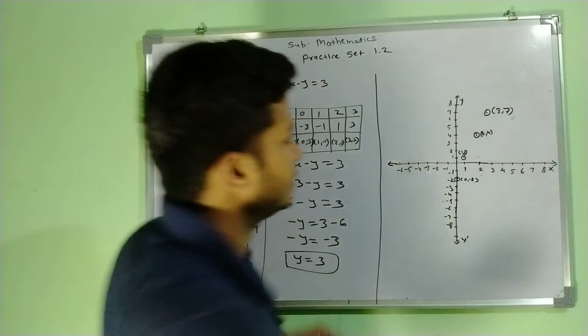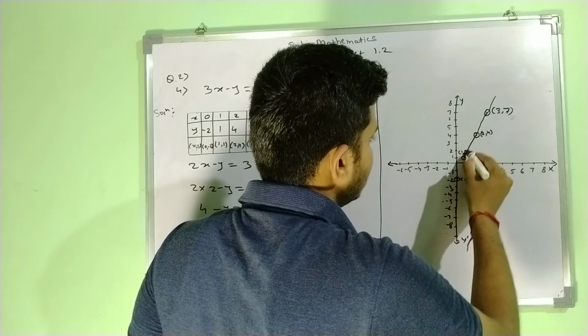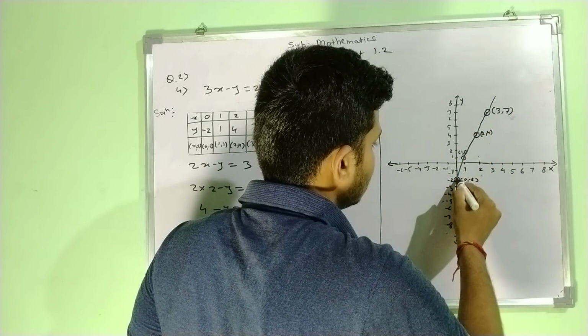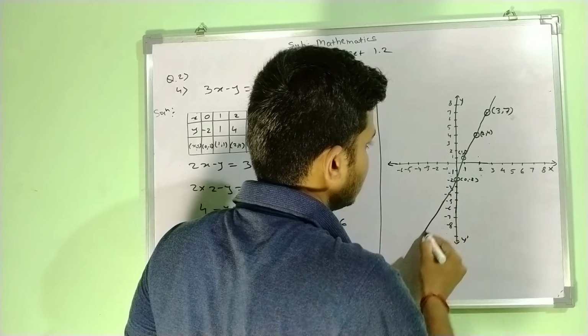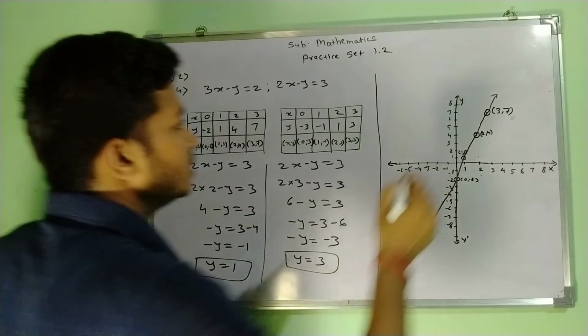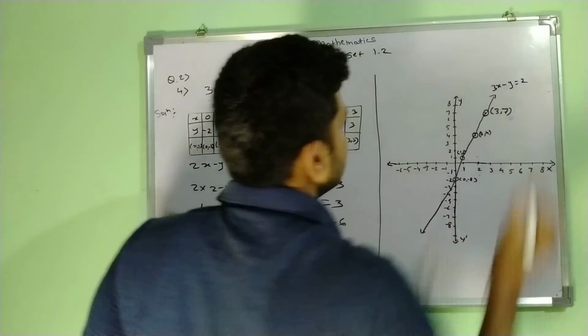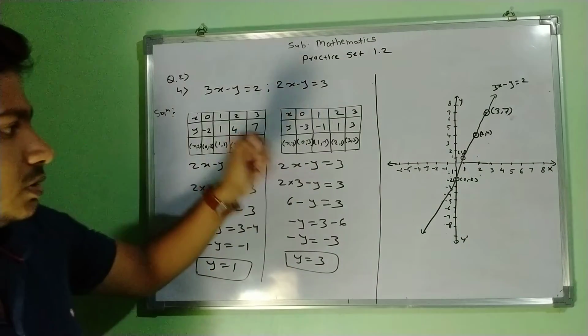Now we will make one line. That line will go through those points. This will be our line, and we have to write the equation of that line. 3x minus y is equal to 2. So this is the equation of that line. So we have drawn the first line.